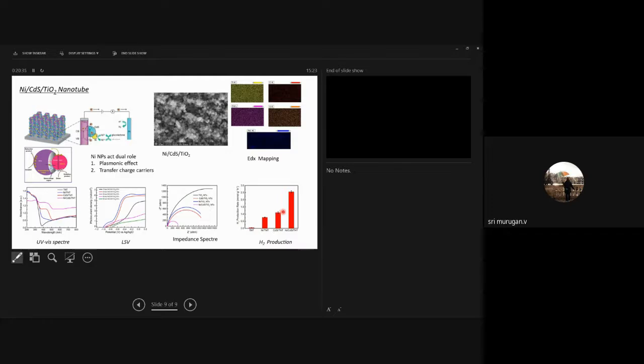much higher hydrogen production rate, whereas the nickel CdS TaO2 photoanode is able to achieve the highest hydrogen production rate of 2.5 millimoles per gram per hour. That is the highest one.